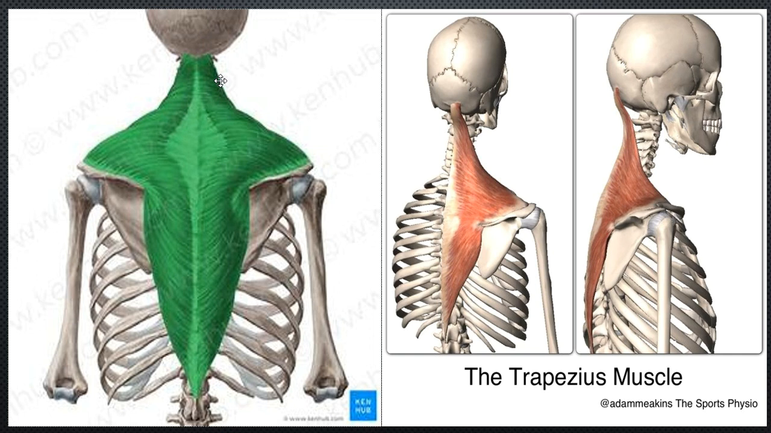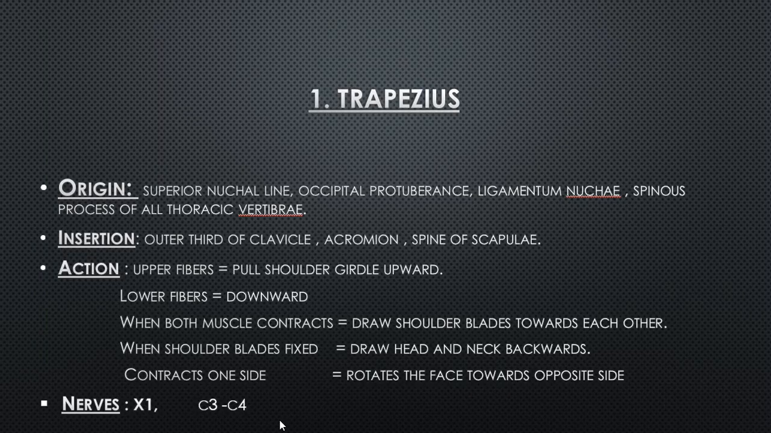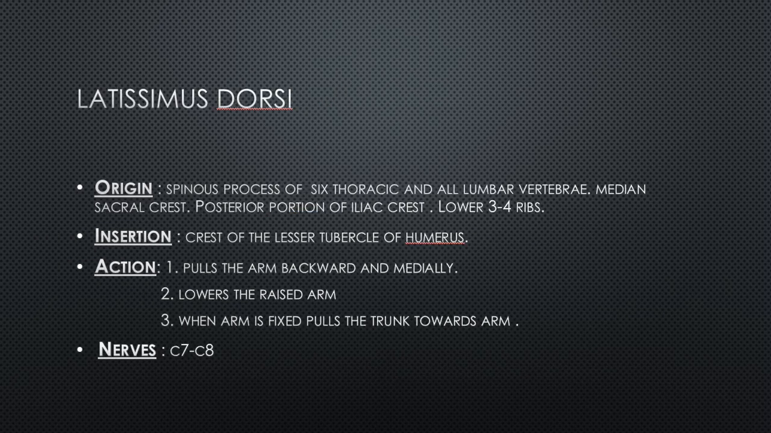When the muscle contracts on one side, it rotates the face towards the opposite side. And the nerves are C3 and C4, accessory nerve, 11th cranial nerve, and cervical plexus, C3 and C4. And next one is latissimus dorsi.